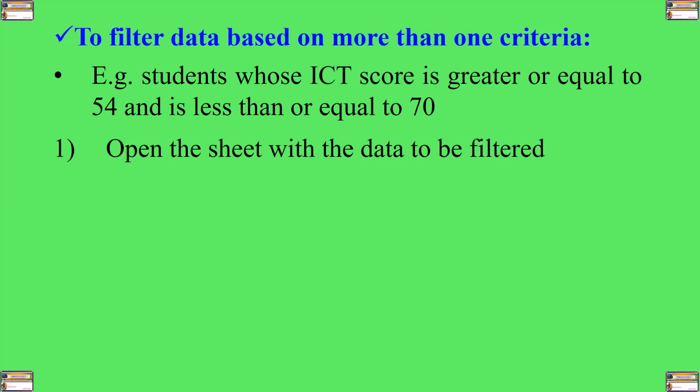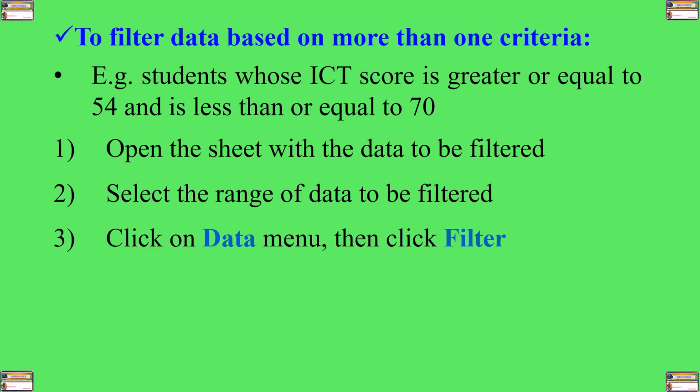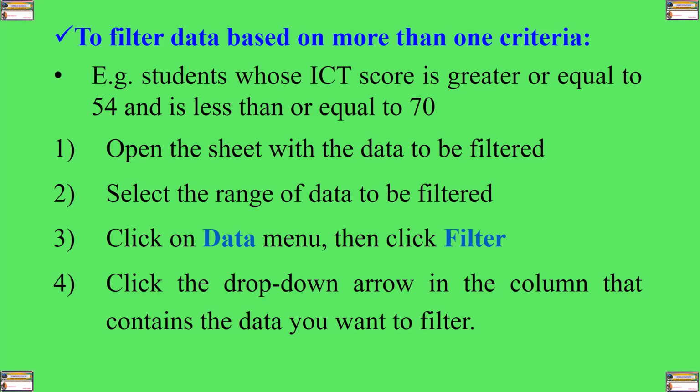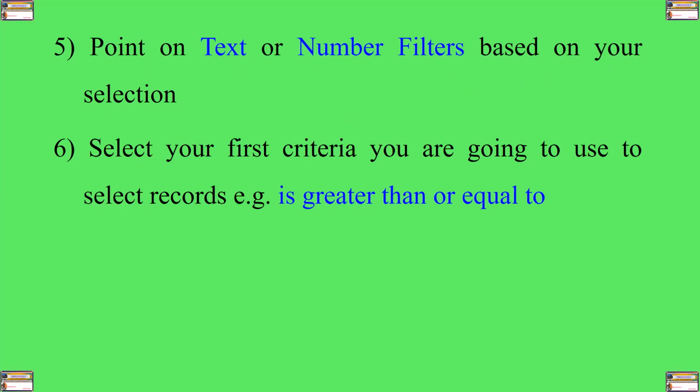Number one, open the sheet with the data to be filtered. Number two, select the range of data to be filtered. Number three, click on Data menu and then click Filter. Number four, click the drop-down arrow in the column that contains the data that you want to filter. Number five, point on the text or number filters based on your selection.